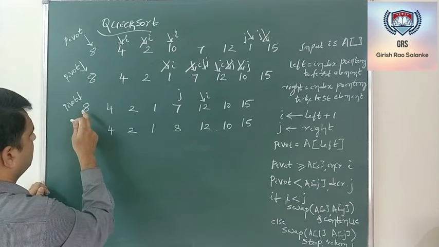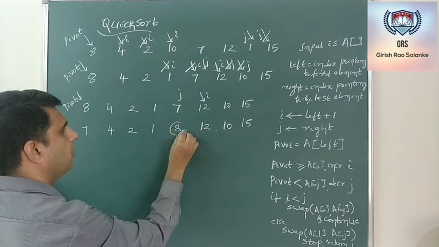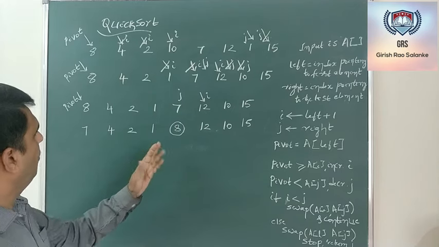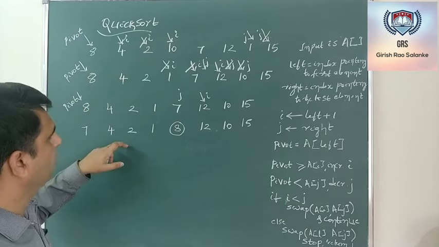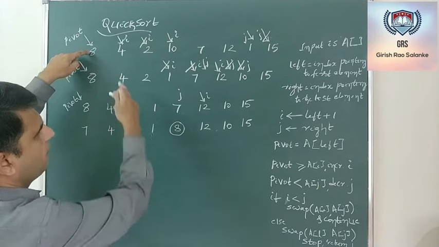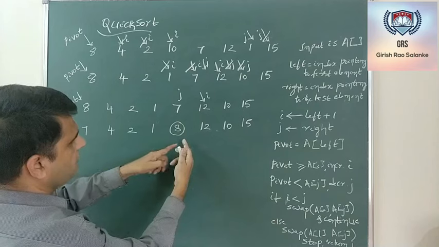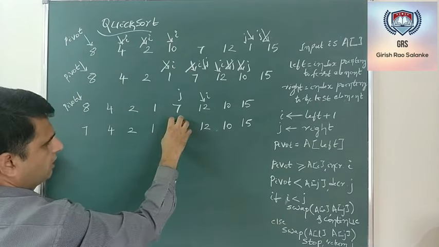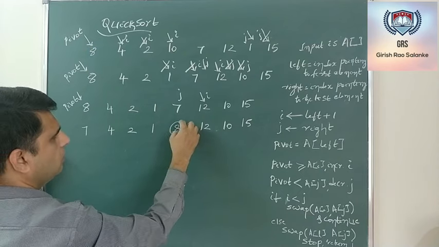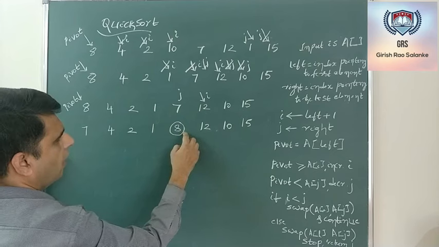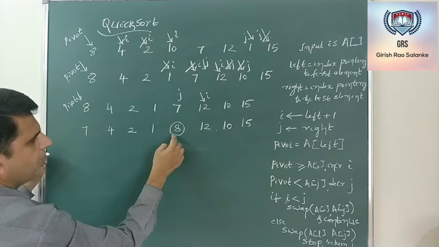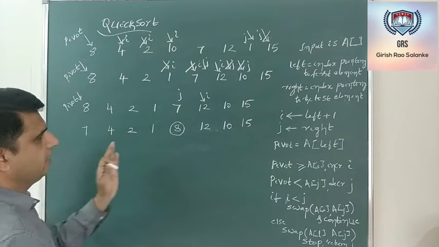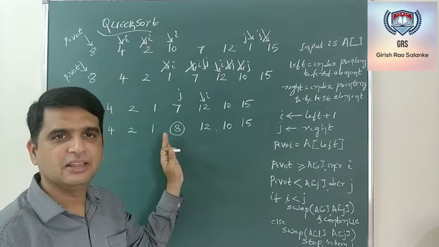Now I have swapped 7 and 8, so the pivot element is swapped with 7. Now if you see, this is one partition. I have taken the first element as pivot and done some comparisons, and at the end of the partition I have placed 8 in such a position that all the elements greater than 8 are to the right-hand side and all the elements less than 8 are to the left-hand side. Hope this is clear. This is one partition.